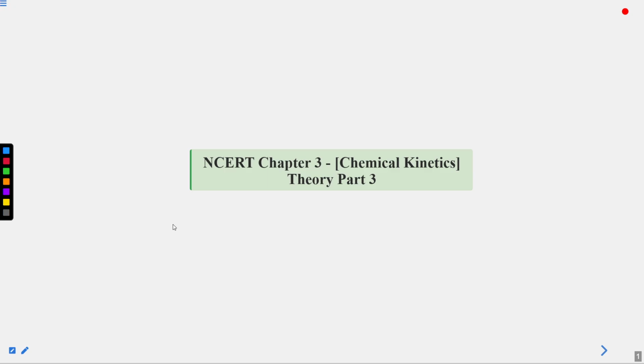As you all know, today we are going to see the theory of our third chapter, which is chemical kinetics. Right? So let's start with our topic, which is NCERT Chapter 3, Chemical Kinetics, Theory Part 3.